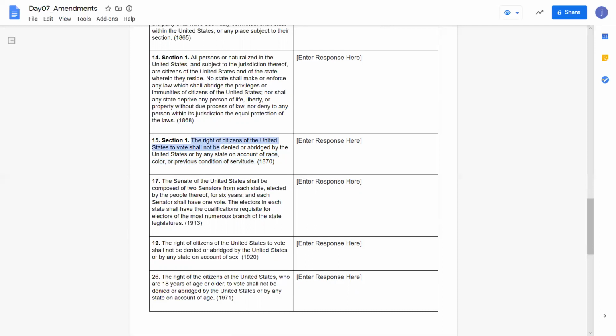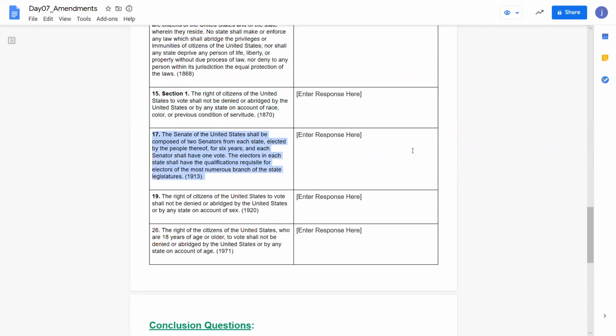Some people who used to be slaves that are now free, that's what previous condition of servitude means. So here it's saying the right of citizens of the United States to vote. As a citizen, you get the right to vote for people in your government. And it's saying this right shall not be denied or abridged. Again, no one's going to say, no, you can't vote. And no one's going to shorten it or make your voting power less. So the right of citizens to vote shall not be denied or abridged on account of your race. Just because you're a certain race, you come from a certain country, or your parents come from a certain country, or how you look, or if you used to be a slave, the right to vote cannot be denied or abridged because of those things.